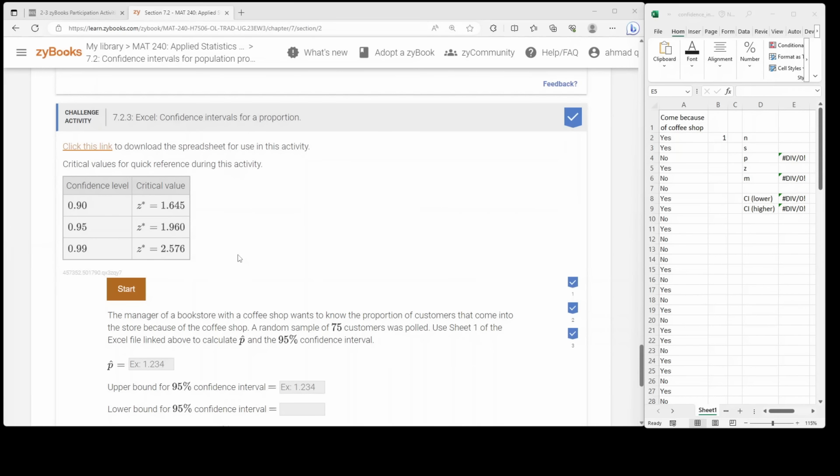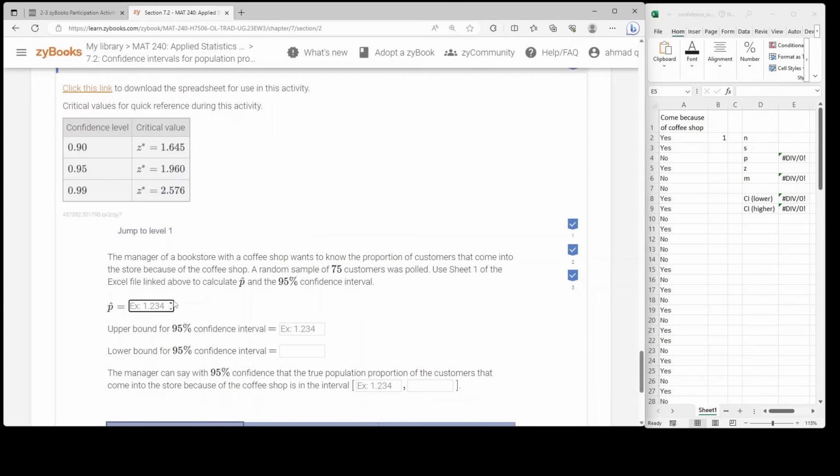This is challenge activity 7.2.3, and this is about confidence intervals for proportion. And for this activity, you will click on this link to download a spreadsheet that I have already downloaded here. And we will use the critical values that are shown here for the various confidence levels, whatever the question specifies. So let's get started with this.